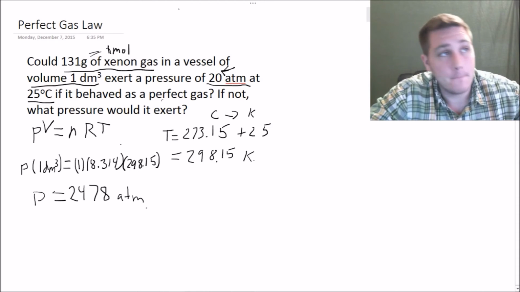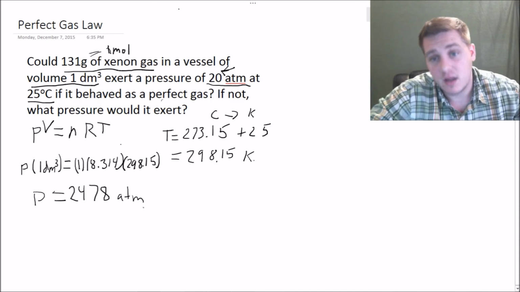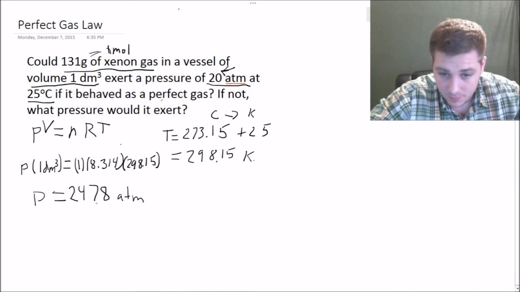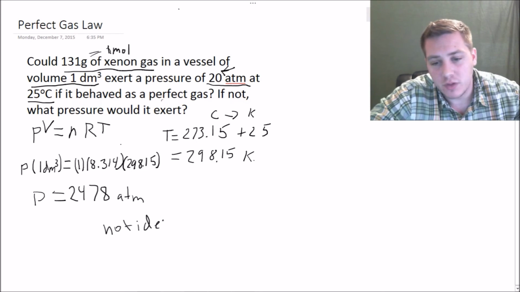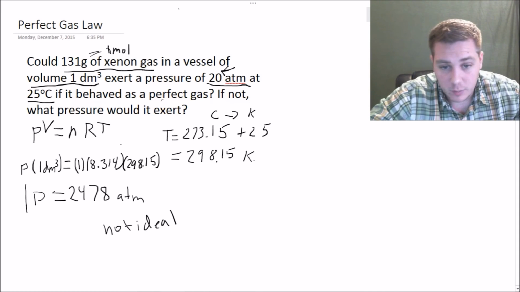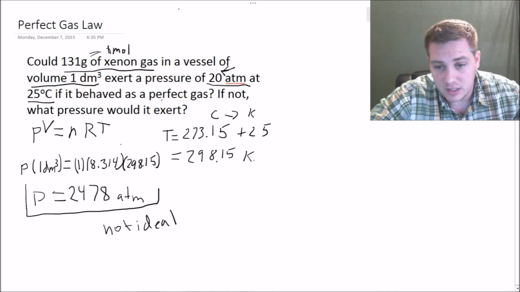So we know real quick that, number one, it is not an ideal gas, as most real gases are not ideal. This is something that only comes about with things that are at very, very low pressure. And then we know that the pressure it would exert is this number right here.